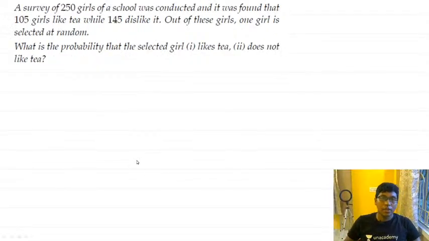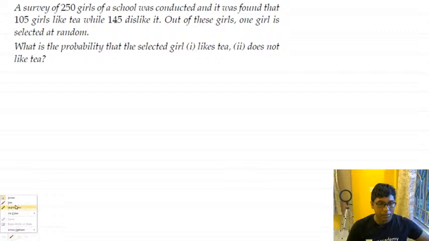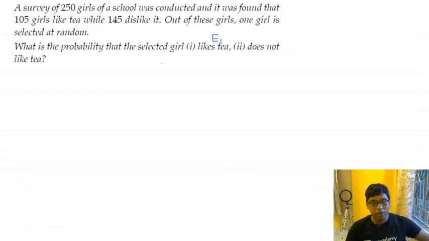Survey of 250 girls in a school was conducted, and it was found that 150 girls like tea while 450 dislike it. Out of these, one girl is chosen. What is the probability that she likes the tea, she doesn't like the tea? Okay, so we are considering she likes the tea as event T1 and doesn't like the tea as event T2.